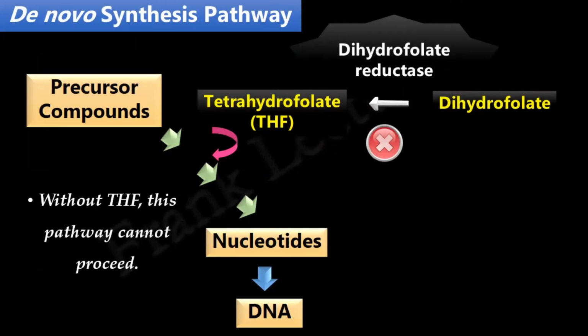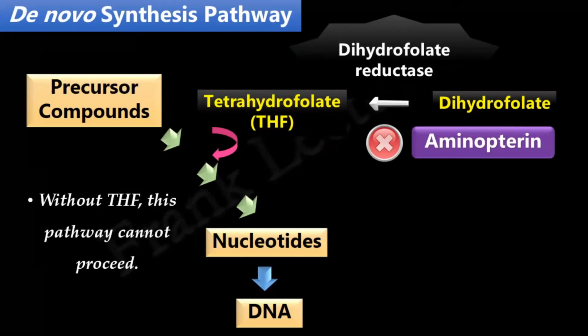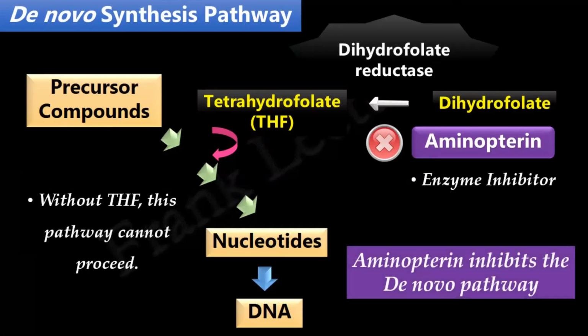One such drug that inhibits formation of tetrahydrofolate is aminopterin. Aminopterin is an enzyme inhibitor. It competes for the folate binding site of the enzyme dihydrofolate reductase and thus blocks tetrahydrofolate synthesis. Overall, we can say that aminopterin blocks the de novo pathway of nucleotide synthesis.